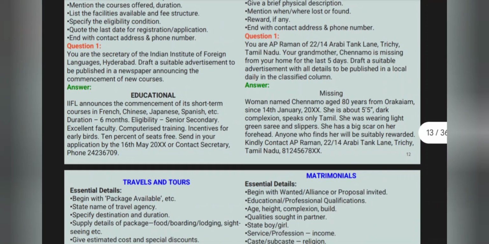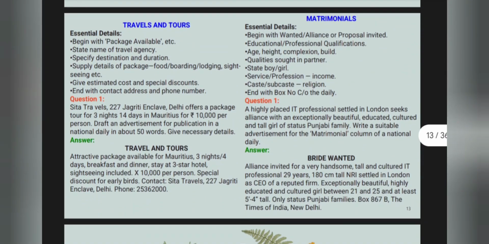Okay, then we have travels and tours. If you are traveling somewhere, what is the package available, what is the travel agency, what is the specific destination, what is the duration to reach there, what is included in the package, food, boarding, luggage. Minimum information must be given to the people so that they can understand the estimated cost and the discount which is being given to them, and contact details are there everywhere.